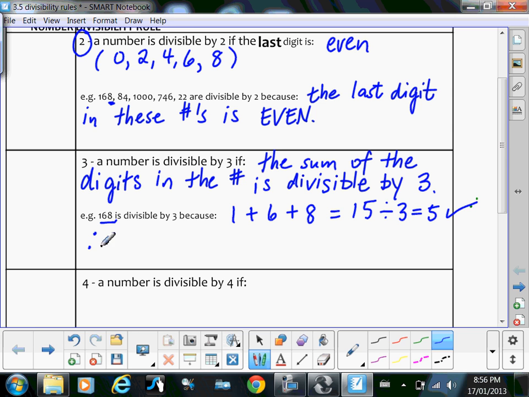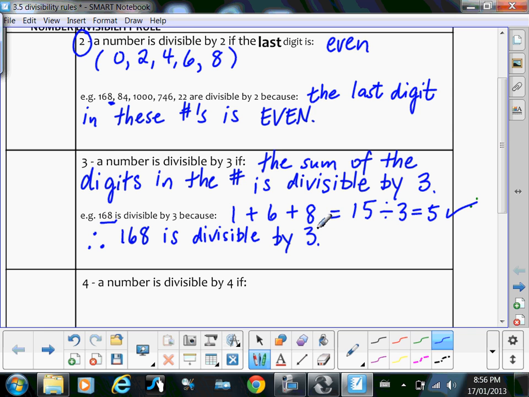Therefore, and a notation for therefore is 3 dots in a triangle, 168, the whole number 168, is divisible by 3. Okay, I'll explain this again.